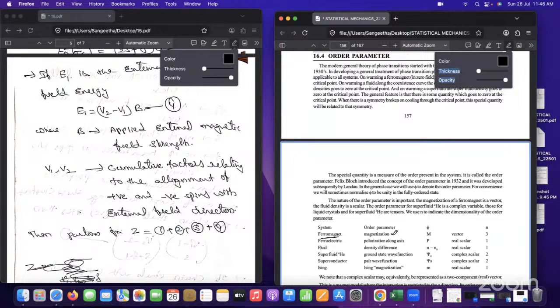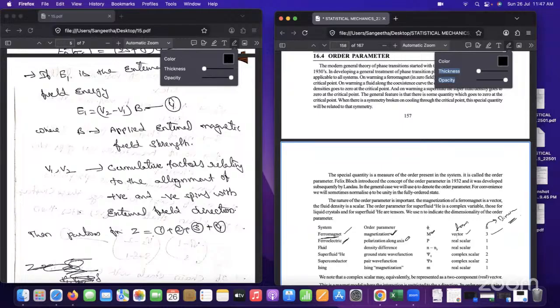Ferromagnet has magnetization. The symbolic representation is M, and it is represented with dimensionality n. What is n? Here n is dimensionality. Here we took a ferromagnet, whose magnetization is M. It is in vector form, and its dimensionality is 3. Next, let's take the ferroelectric.